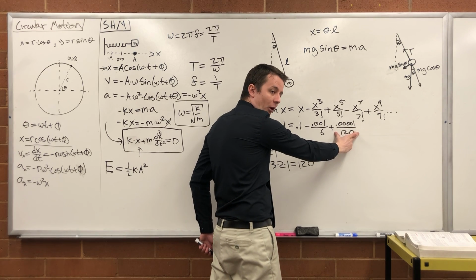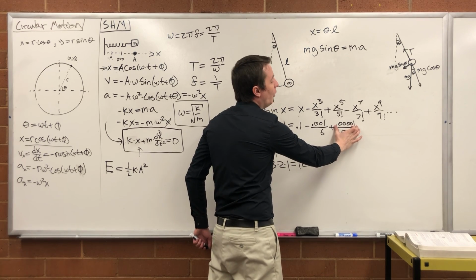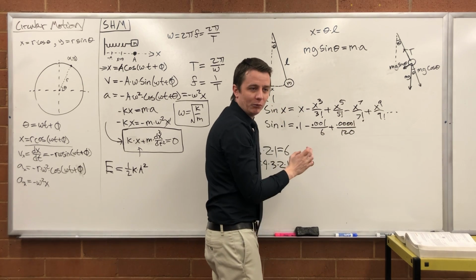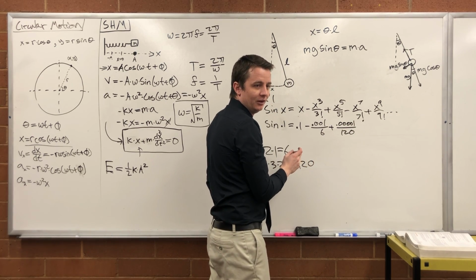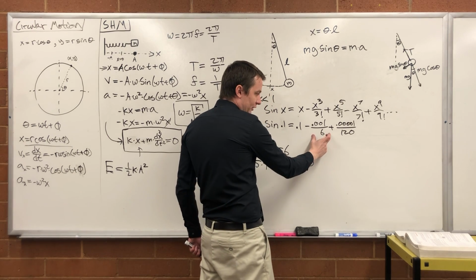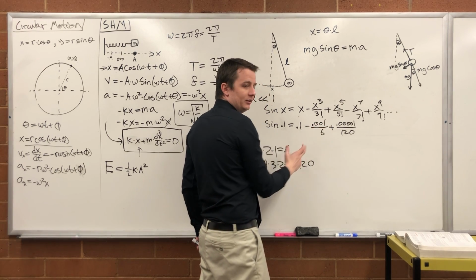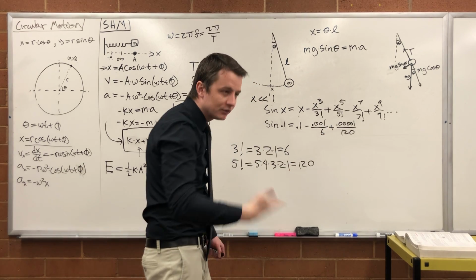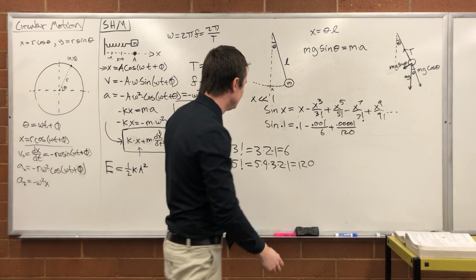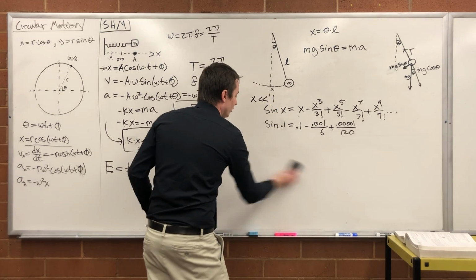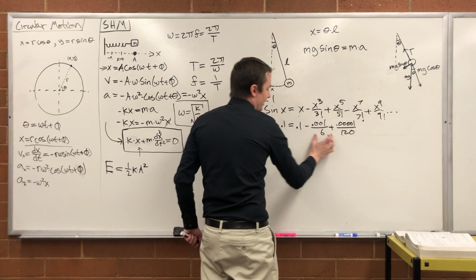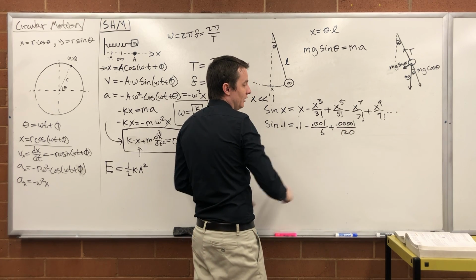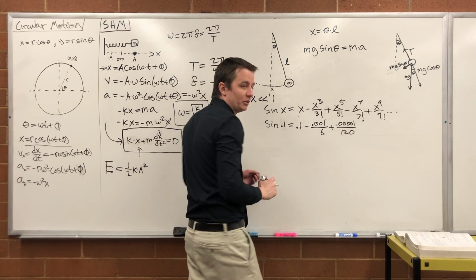That is an absurdly small number. 0.00001 is already really small, and then I'm dividing it by 120, making it even smaller. And look at this number, 0.001, that's 1/1000th, divided by 6 is even smaller. So notice that this number and this number compared to this number are almost nothing. So you're really only worried about the x.